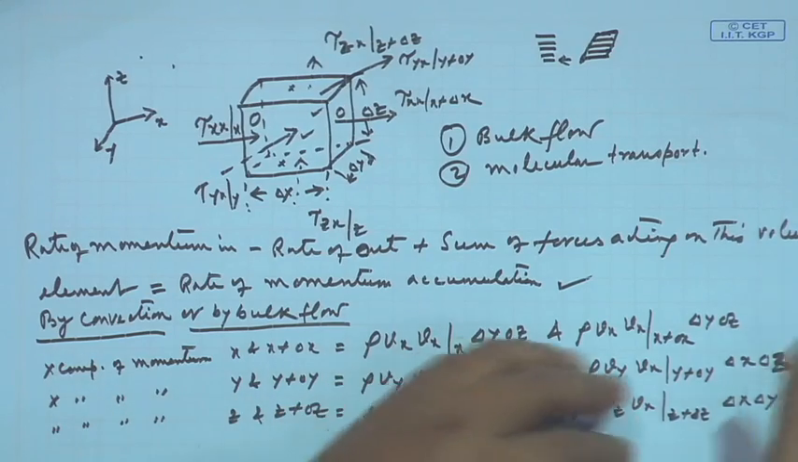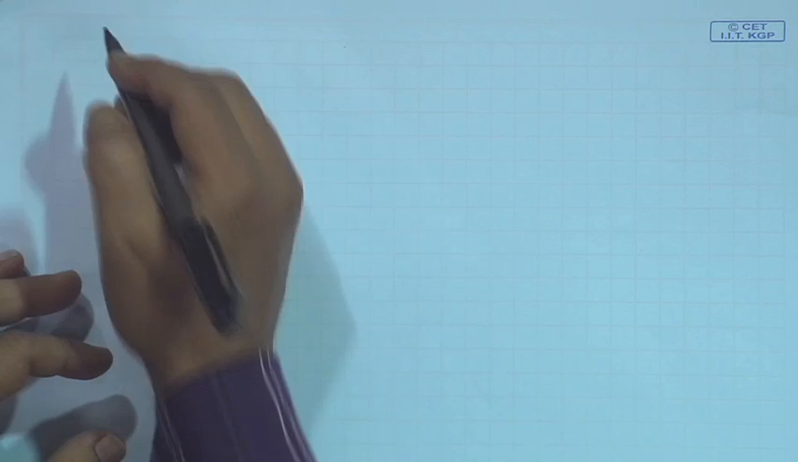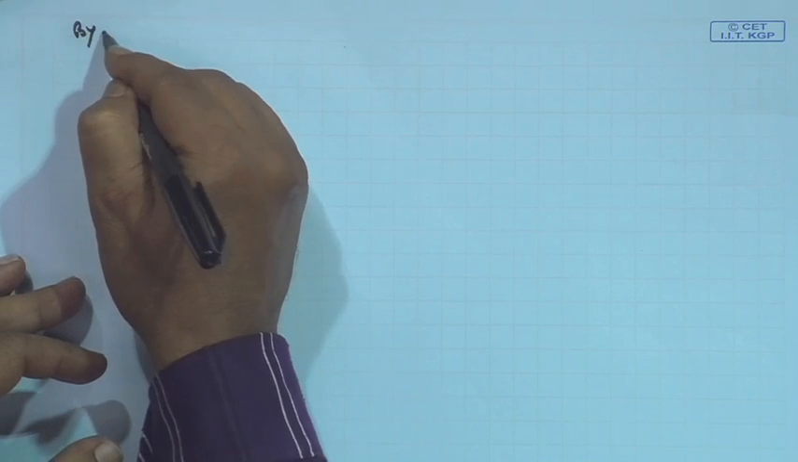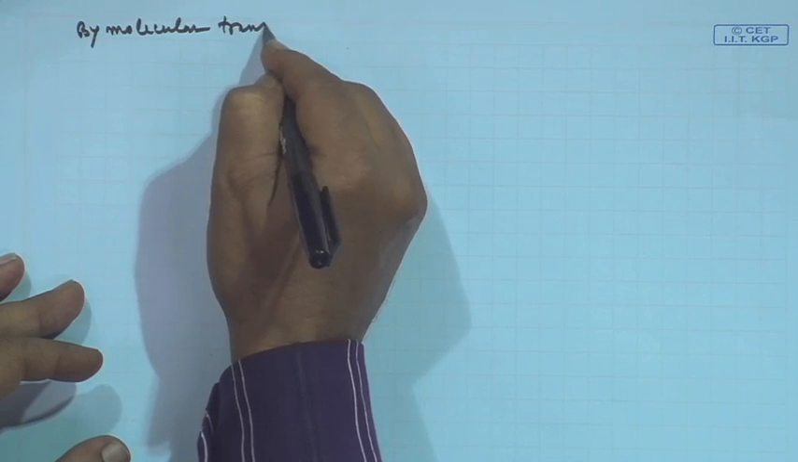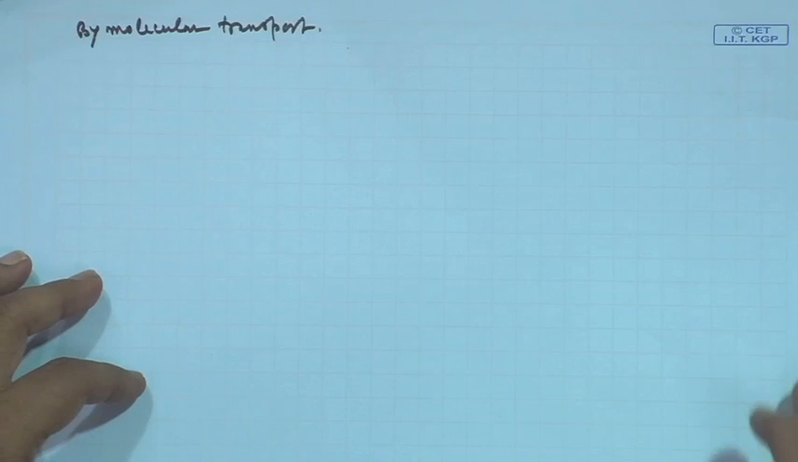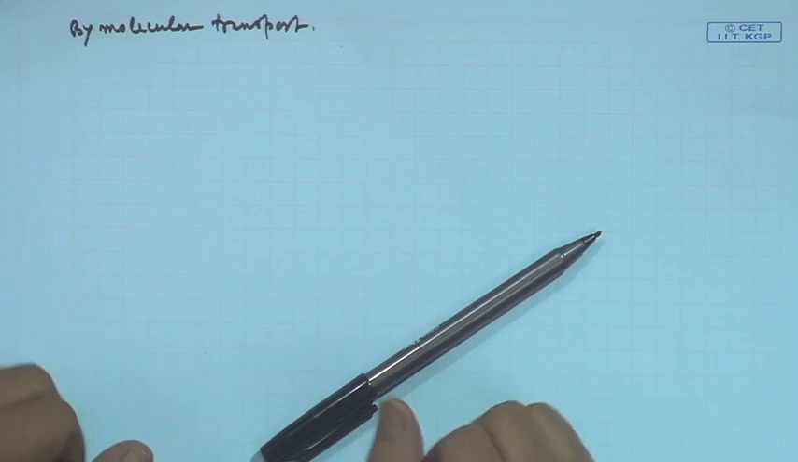So, then we can say that this was by the bulk flow. Now, by molecular transport. Again, for understanding I am repeating what molecular transport means. We assume that in this one plane, or we also showed that this is one plane, this is one plane, right, and that is another plane.